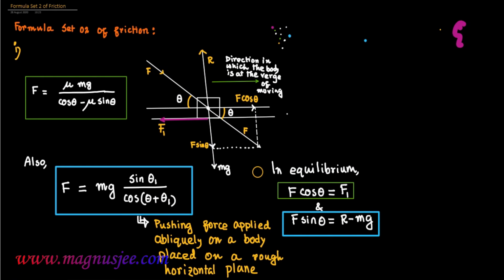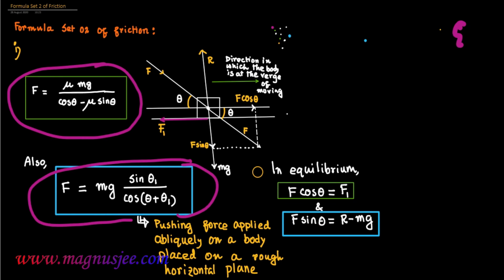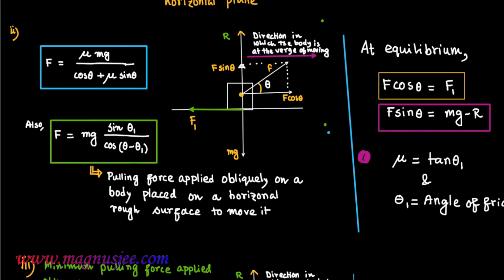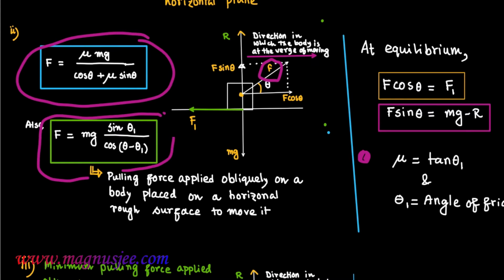The following formulae in connection with the chapter friction will be discussed. This is the round off. This is the expression of pushing force applied on a body obliquely, and again we shall consider the expression of pulling force applied on a body obliquely.